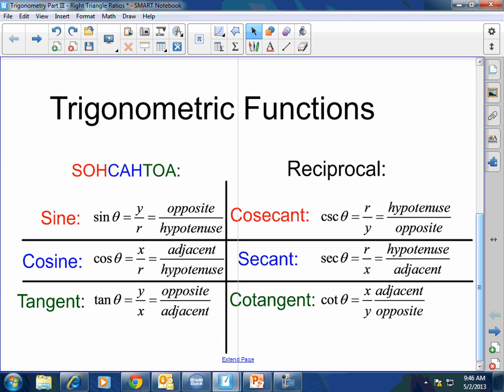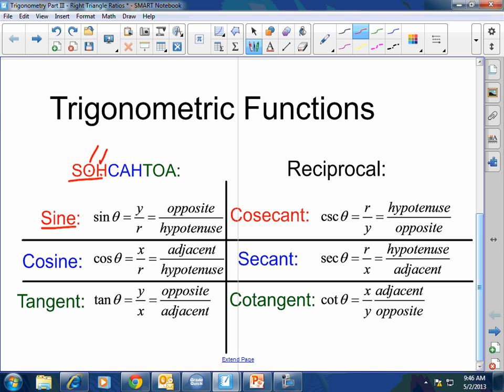SOHCAHTOA. You may want to memorize that forever. SOHCAHTOA. Check it out. So, sine, red. Sine is opposite over hypotenuse. So, opposite over hypotenuse. You with me?